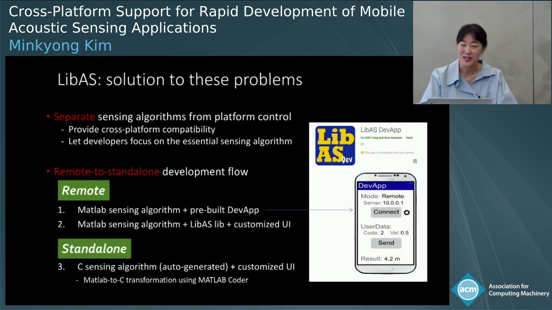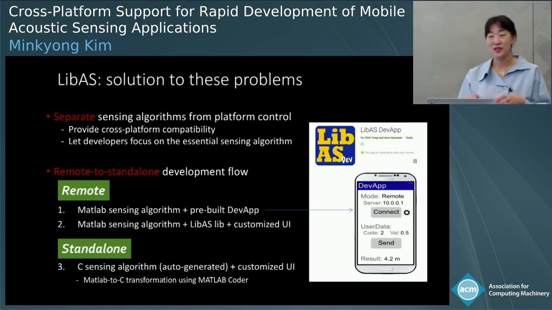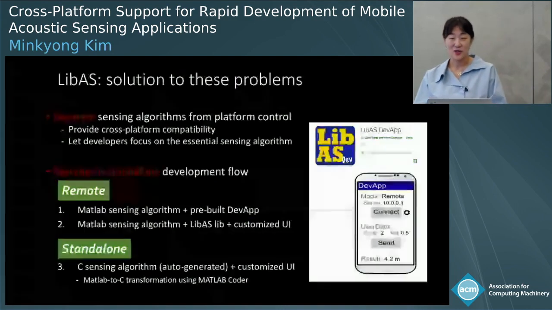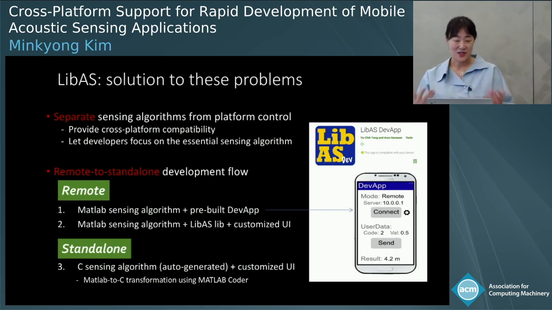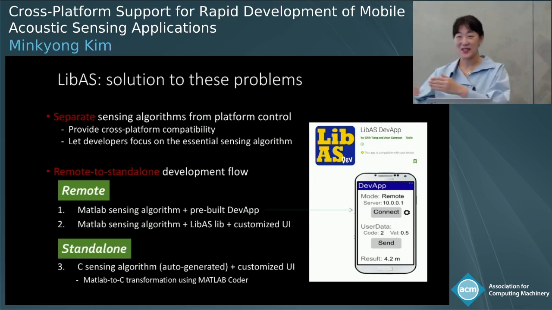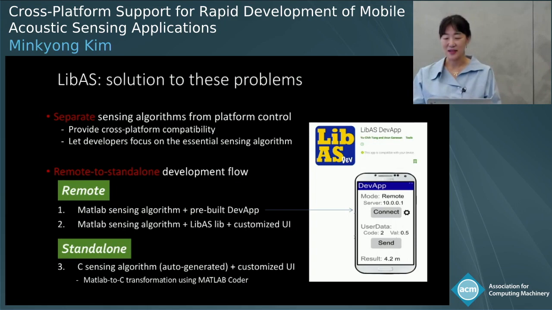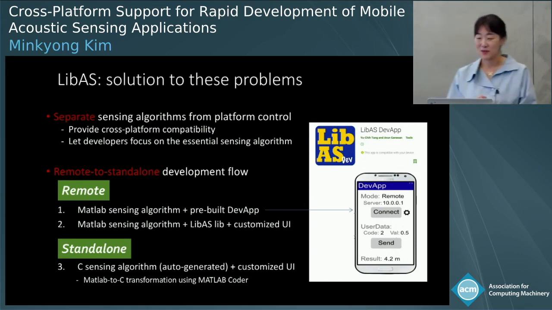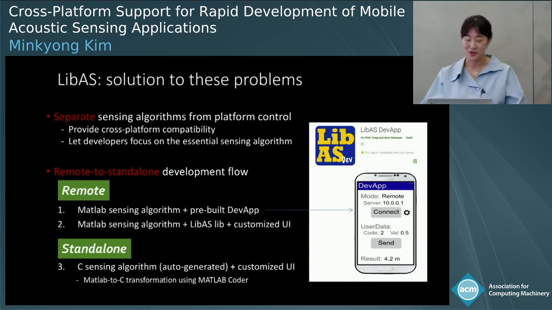The goal is to provide cross-platform compatibility and let developers really focus on the differentiating part, which is the sensing algorithm itself, and then they can just forget about all the rest of the things. So the authors have already published an app at the App Store. It is called something like LibAS dev app, so you can search for it and download it on your phone.